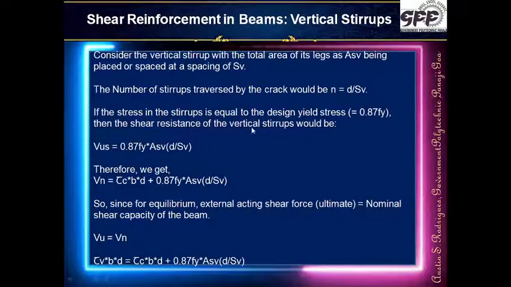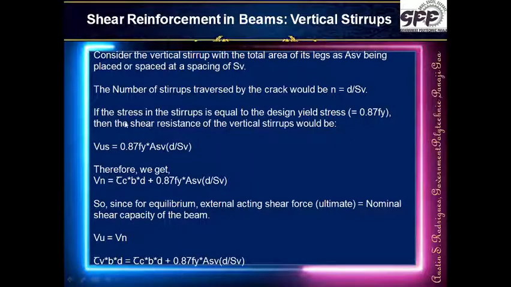So now consider the vertical stirrup with total area of its legs. Say there are two legs, so it will be multiplied 2 times. So total area becomes ASV, being spaced at a distance of SV. Say that is the spacing SV. So the number of stirrups cut by the cracks would be d upon SV, the distance divided by the spacing. So if I'm considering the distance d, divided by spacing, I will know how many stirrups the cracks would be cutting through.